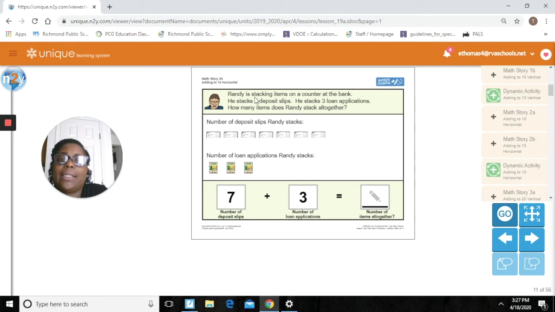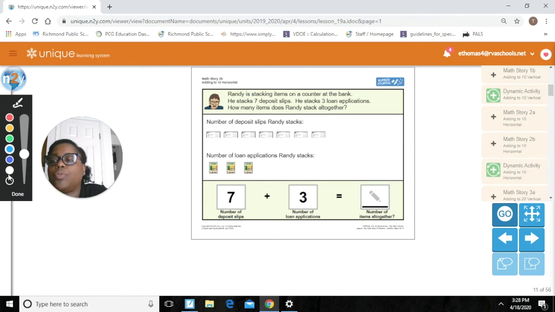And it says here, Randy is stacking items on a counter at the bank. He stacks 7 deposit slips. He stacks 3 loan applications. How many items does Randy stack all together? So if you recall, for our math vocabulary word, we had that in our list. See that word altogether? Whenever you see the word altogether in an addition problem, it means you're going to add automatically. You know that's what it means. That's what you're going to have to do is add.